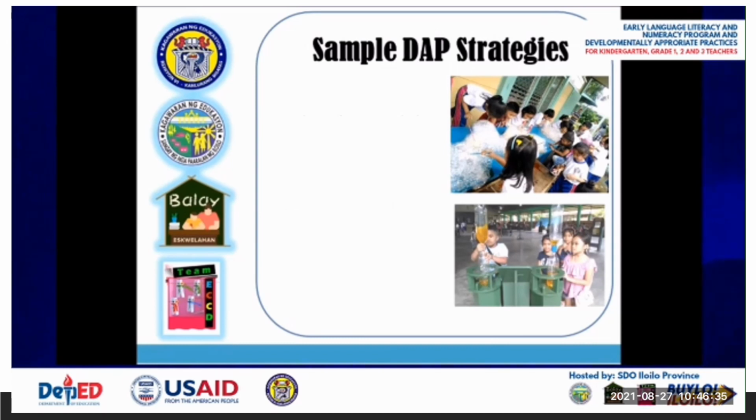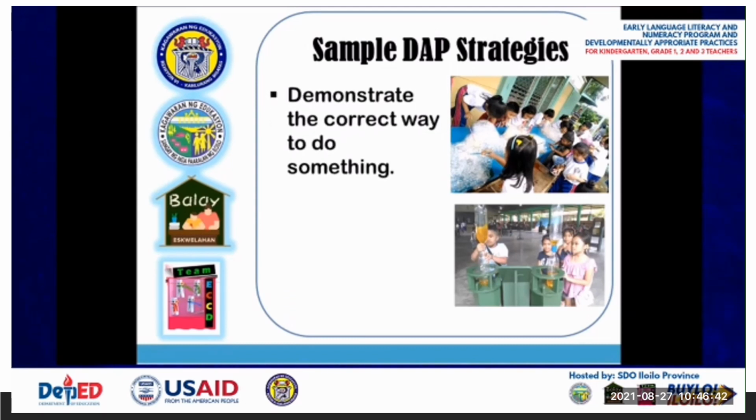Here are some samples of developmentally appropriate practice strategies. First is to demonstrate the correct way to do something. This usually involves a procedure that needs to be done in a certain way, such as using a wire whisk or writing the letter P. Like doing an investigatory project or having an experiment. Learners are able to follow the steps and instructions.